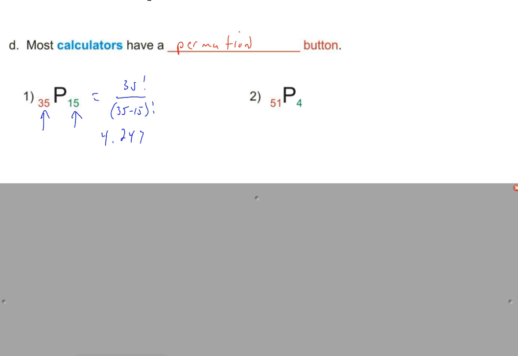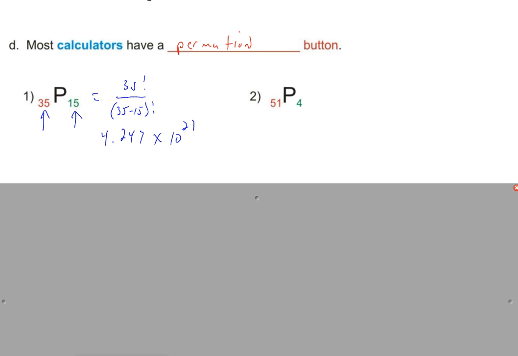4.247. I'm just going a couple decimal places because this is a ginormous number, times 10 to the 21st. It's a big, big, big number. 4.247 times 10 to the 21st.